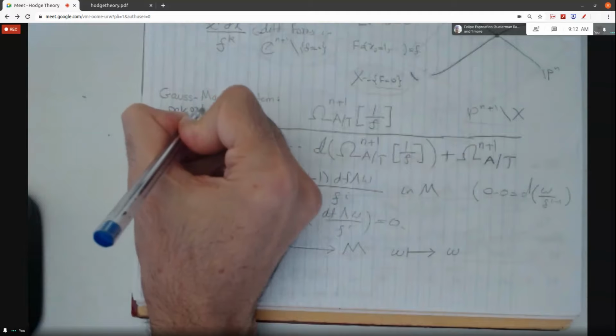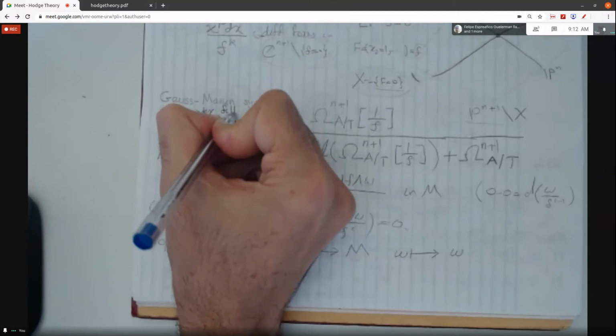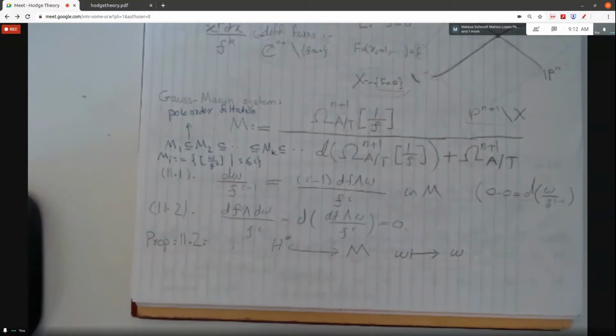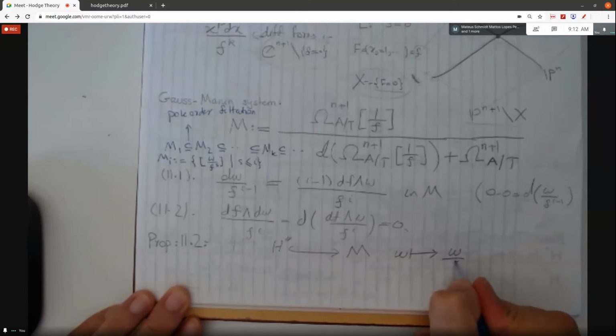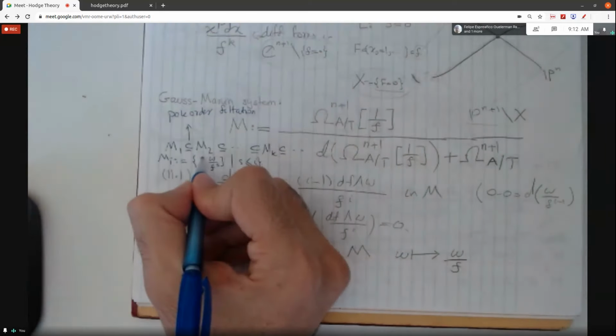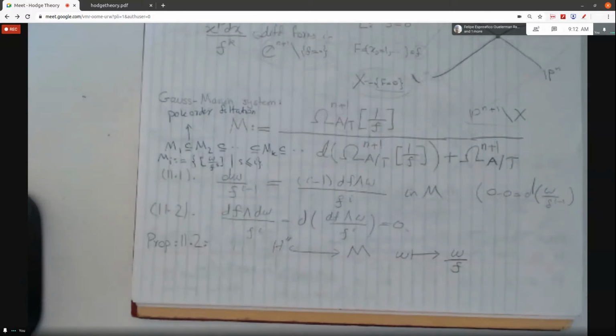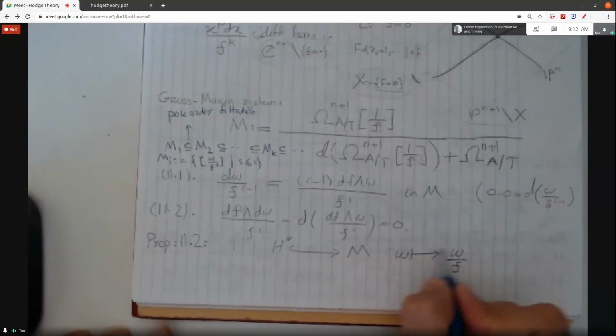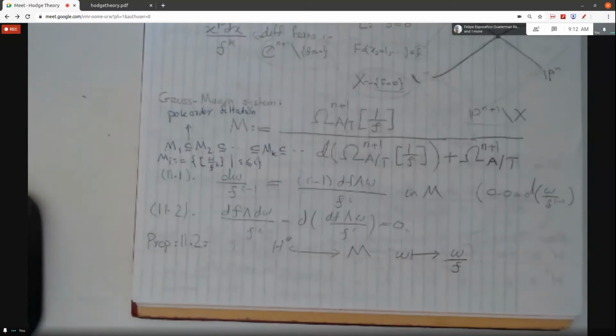So this is the pole order filtration here. Later we will see that this is actually, by Griffiths' theorem, related to the Hodge filtration. And okay, so the proposition 11.2 is that, well, I will not write brackets. Usually when I write brackets, it means the equivalence class, but let's see. So basically we have brackets everywhere.